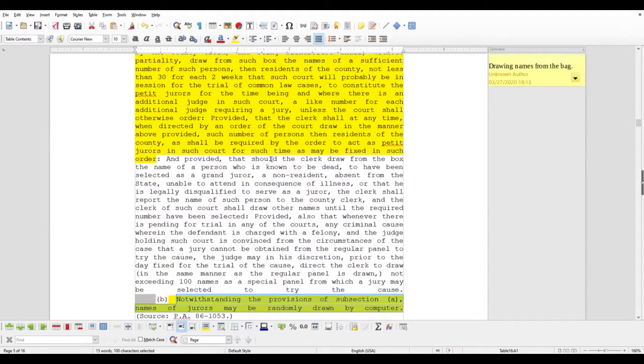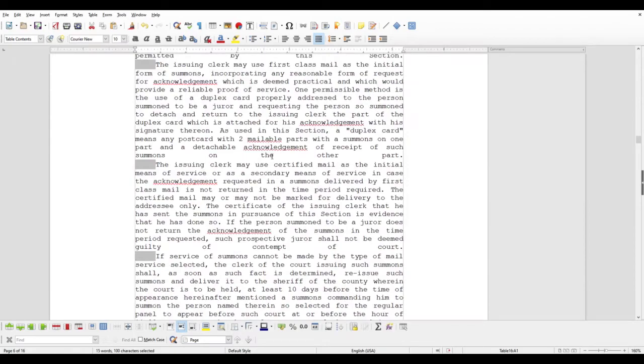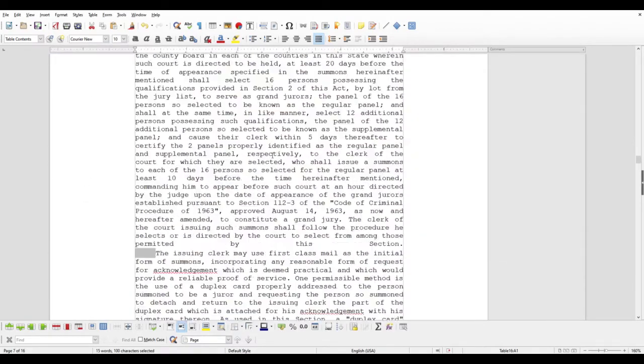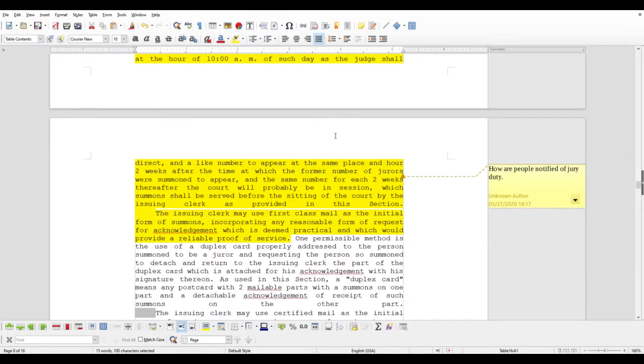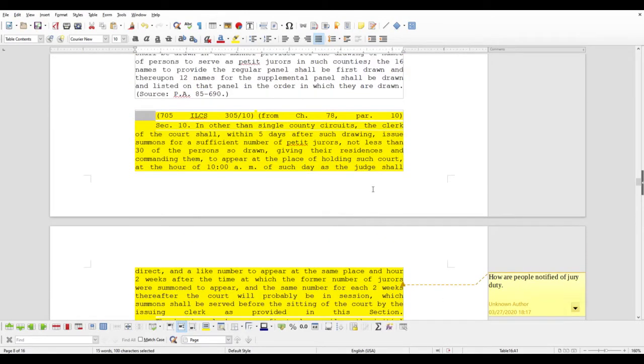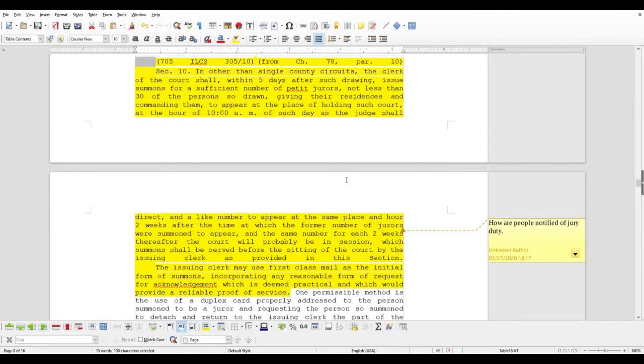So just moving right along, trying to get through this without putting you to sleep. What is the next question here? The next question: how are people notified of jury duty? That's easy. They basically send you mail, right? You get a notice in the mail. Let's see if I can actually find it.